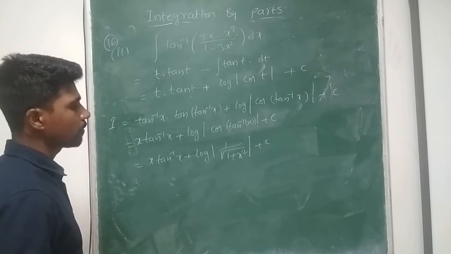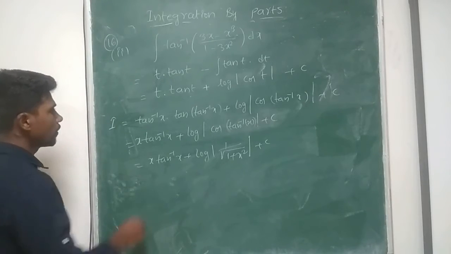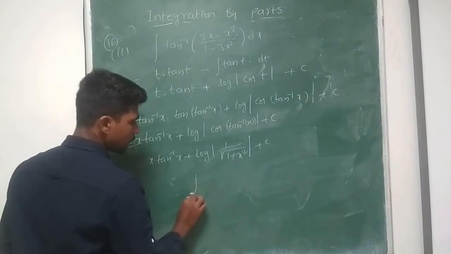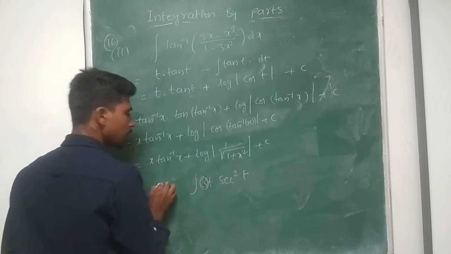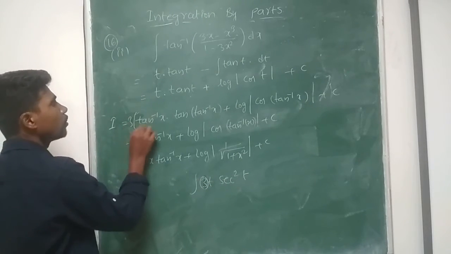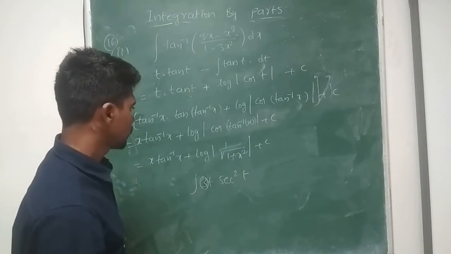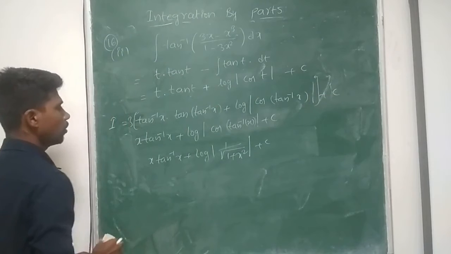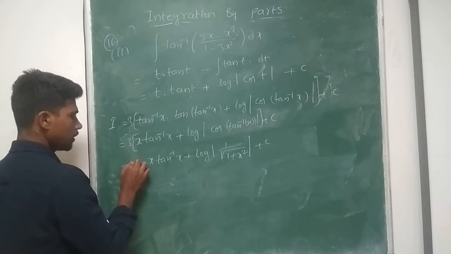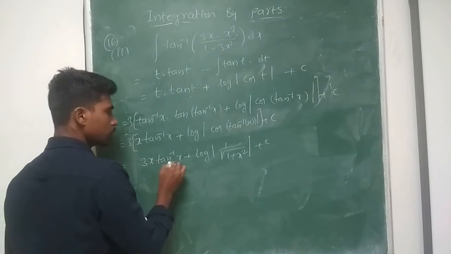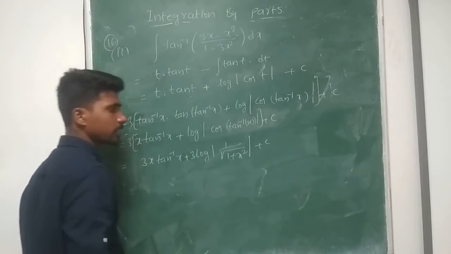If you go to the previous steps, we have a 3. Actually, we have the integral of 3t secant square t. I considered 3 outside, right? So I will be equal to 3 into this particular thing. So we get 3 into this, which is nothing but 3x into tan inverse of x plus 3 into log of 1 by root over 1 plus x square plus c.